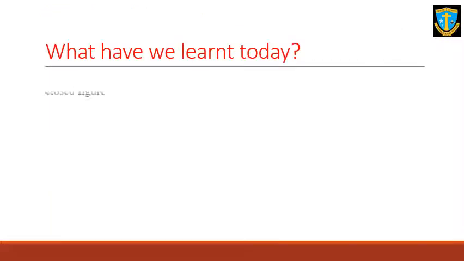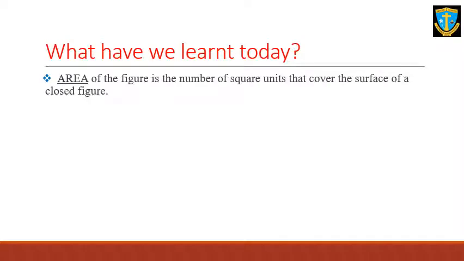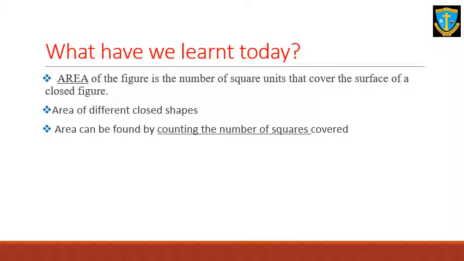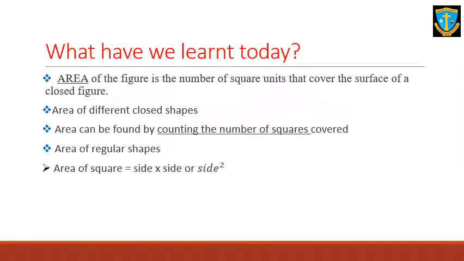So what have we learned today? We have learned about area. Area of a figure is the number of square units that cover the surface of a closed figure. Area of different closed shapes we have learned, by counting the number of squares covered in square units. Then we have seen area of regular shapes, like the area of a square, which is equal to side multiplied by side, or we call it side square. And last is the area of a rectangle, which is equal to length multiplied by its breadth.